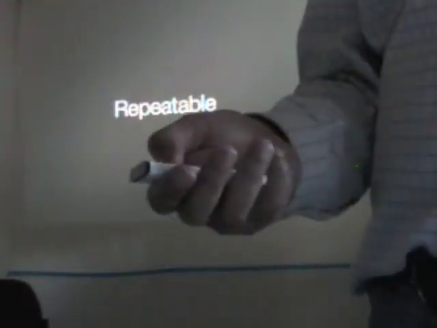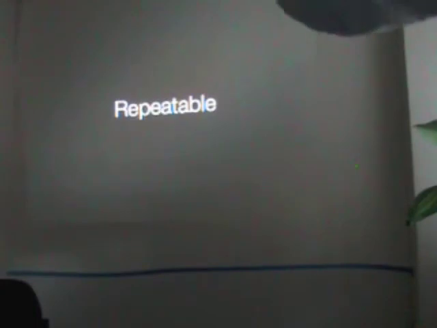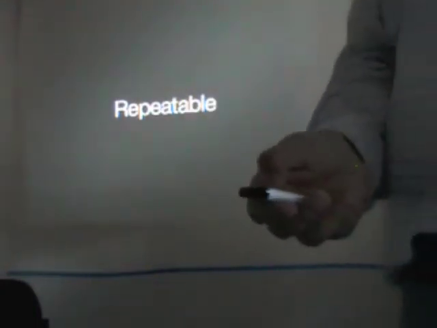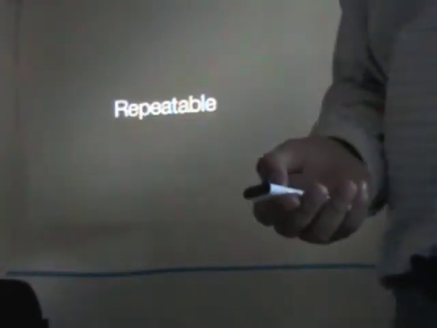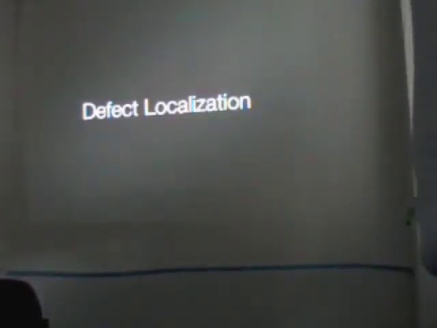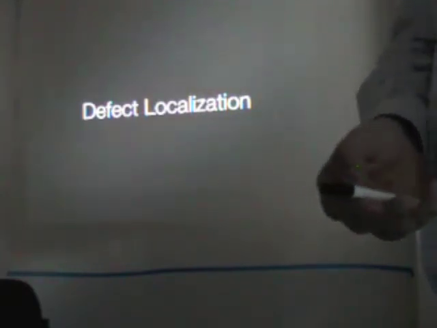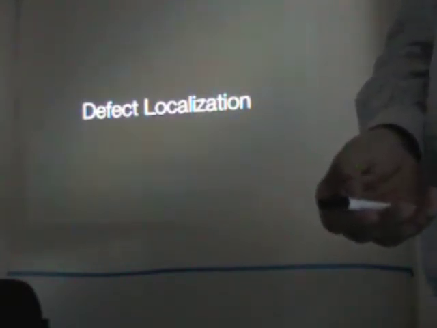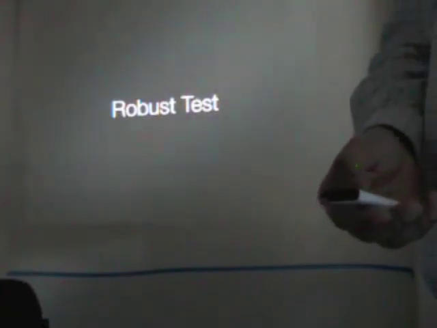Repeatable, we saw, no matter what the order of the tests I ran, it should consistently give me the same result set every time I run. It should not depend on the data set I provide. It should be repeatable. And defect localization I already discussed. If something goes wrong in one aspect of the production code, I just want one test corresponding to that to fail. I don't want hundreds of tests failing because of that.